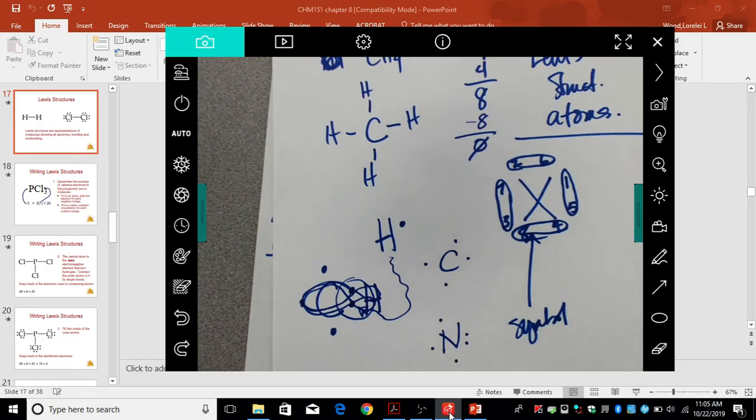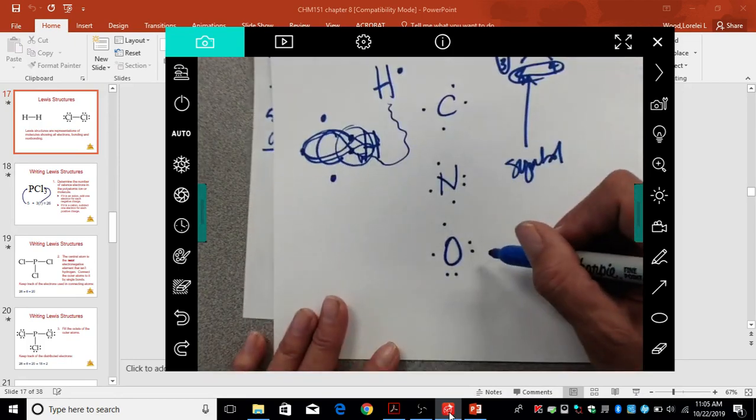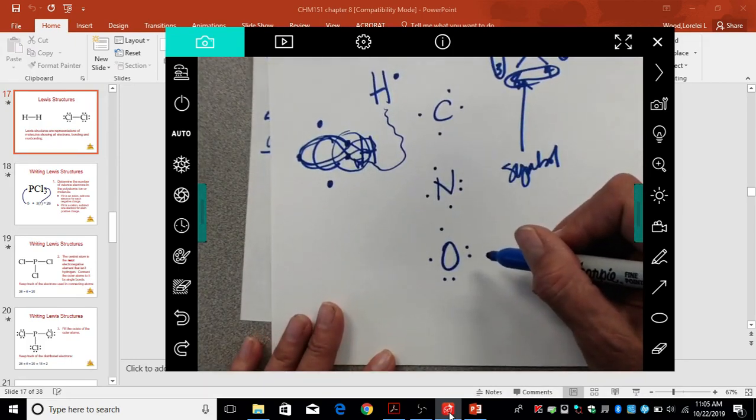I noticed with oxygen on the very bottom, it didn't exactly follow the diagram. Well, close enough.